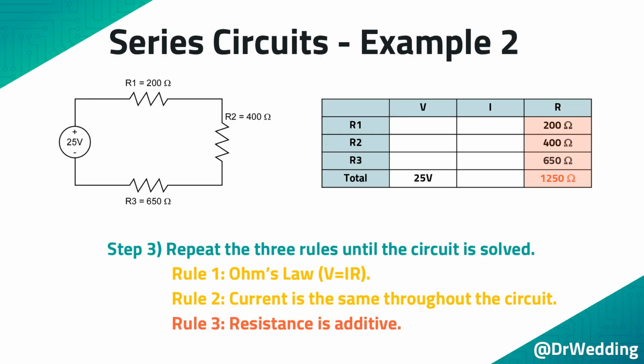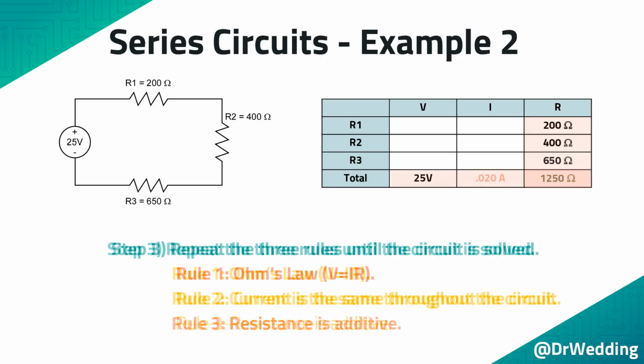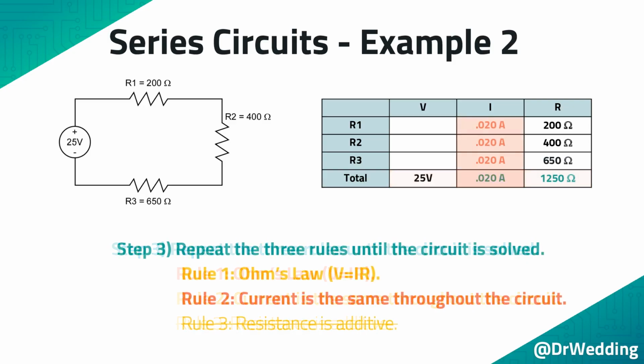First, use Rule 3. Resistance is additive. This gives you the total resistance. Second, use Rule 1. Ohm's law. This gives you the total current. Third, use Rule 2. Current is the same throughout the circuit. This gives you the current through the 3 resistors.